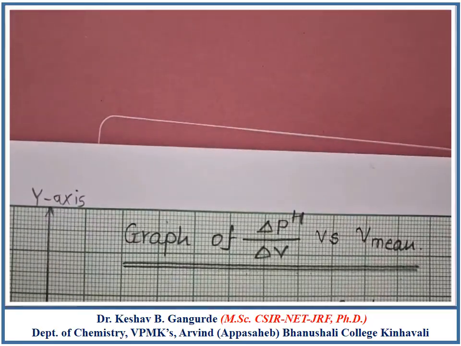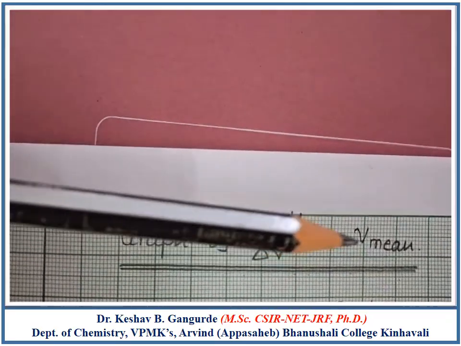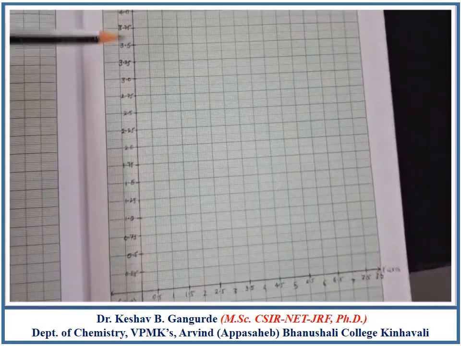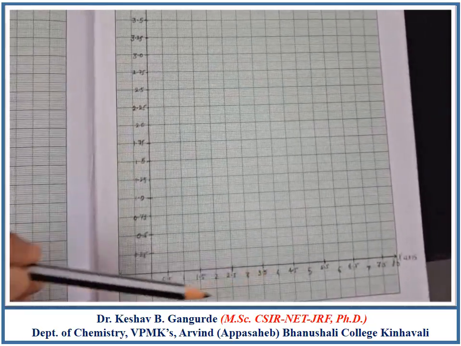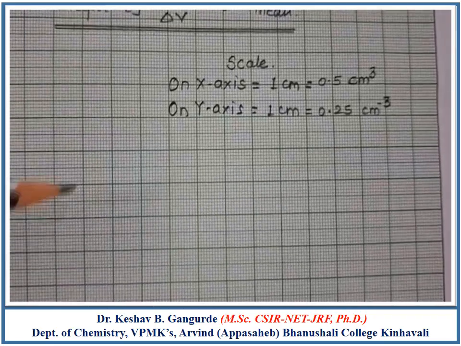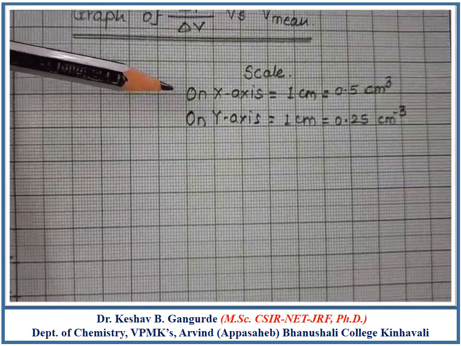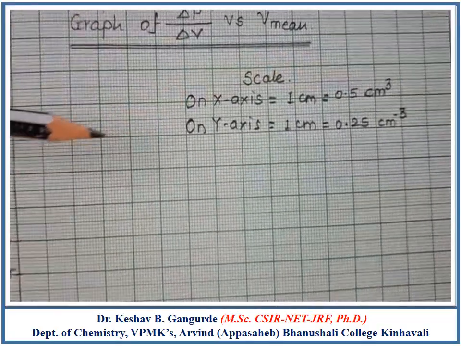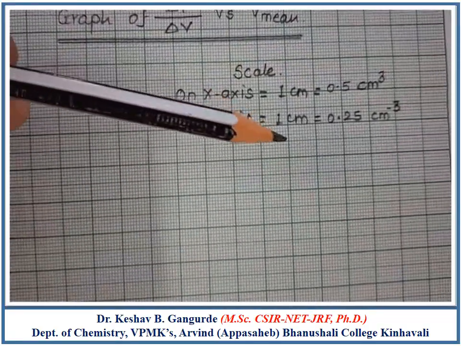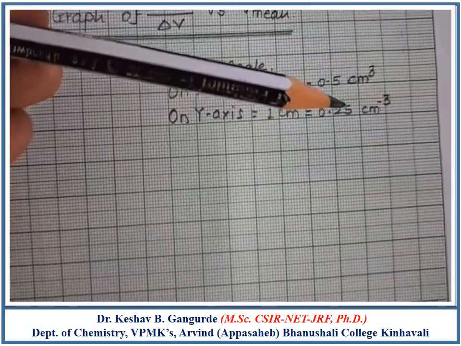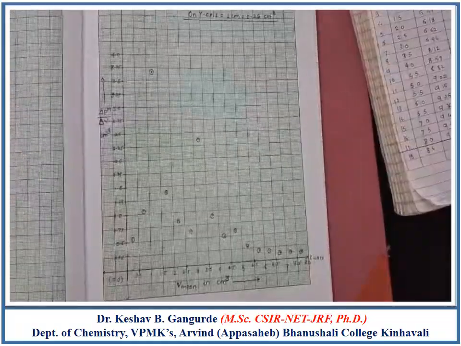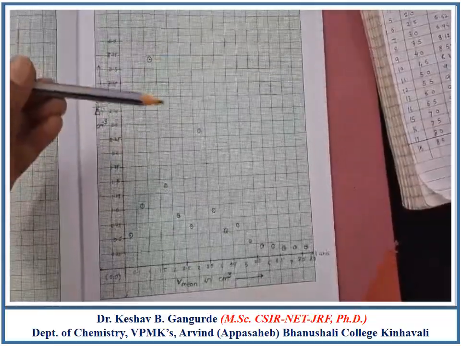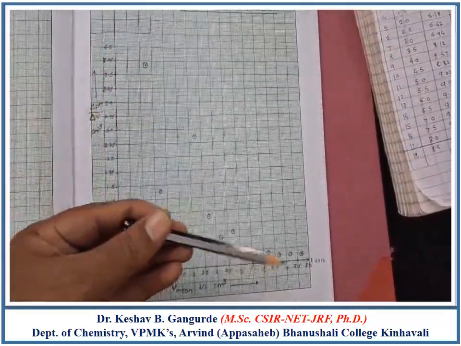Let's plot the graph of delta pH upon delta V versus V mean. Plot the x and y axis on the graph. Take the proper scale. Here we have taken on the x axis 1 centimeter equal to 0.5 centimeter cube, whereas on the y axis 1 centimeter equal to 0.25 per centimeter cube. Plot the respective points and draw a smooth curve.